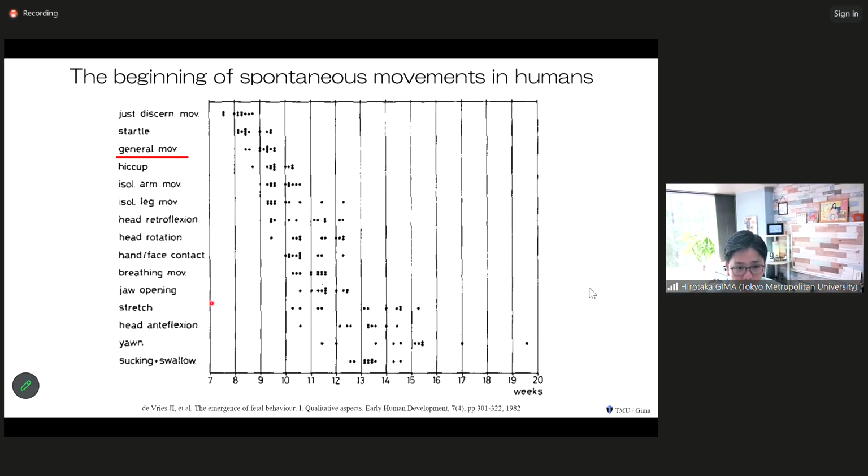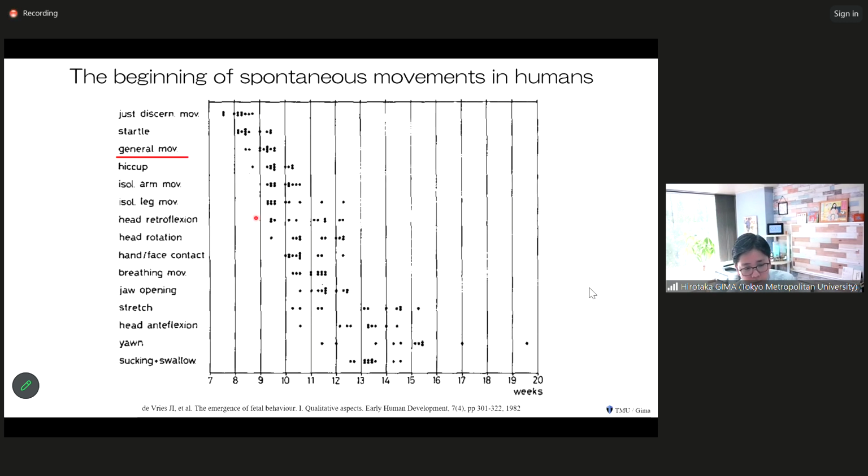This figure shows the results of a study in which spontaneous fetal movements were observed by 2D ultrasound. The vertical axis indicates the type of movement, and the horizontal axis indicates the number of weeks of fetal age. The number of dots in the graph indicates the number of the fetus that shows the movement.